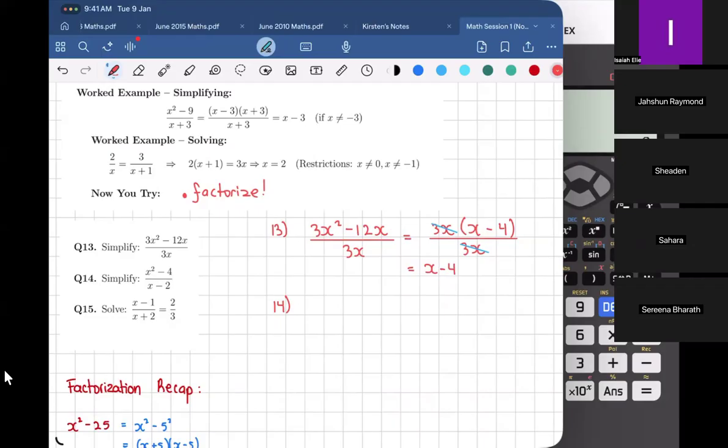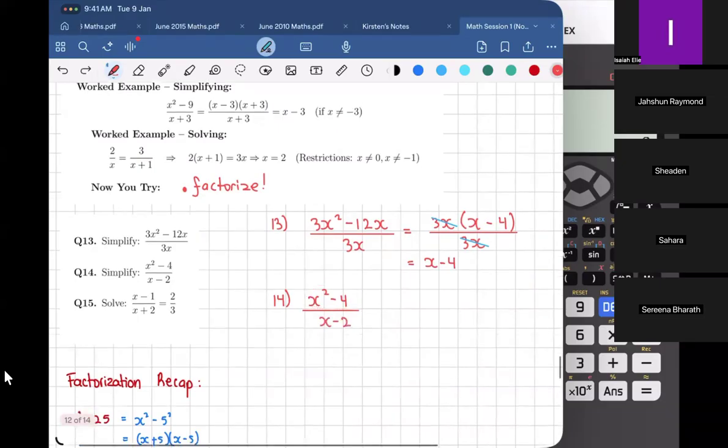Okay. Then we have x squared minus 4 all over x minus 2. Jashon, let's do question 14. So Jashon, how would I factorize the top? By using what? Starts with D. D. It says the denominator, sir. Nah. Differ. So where's it?